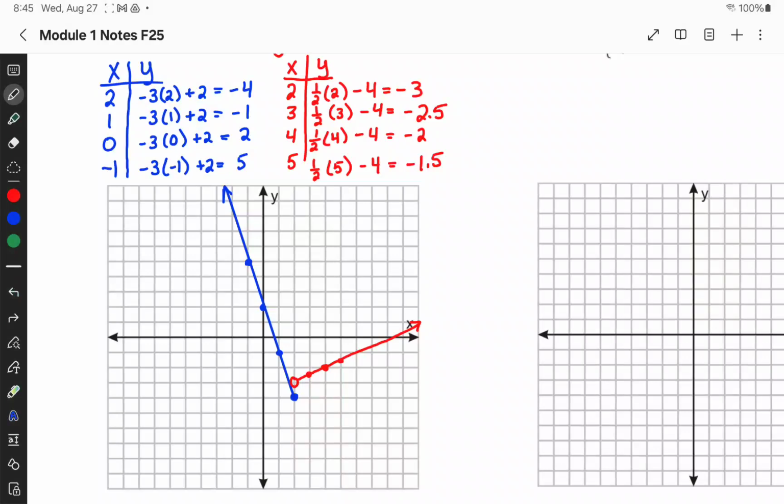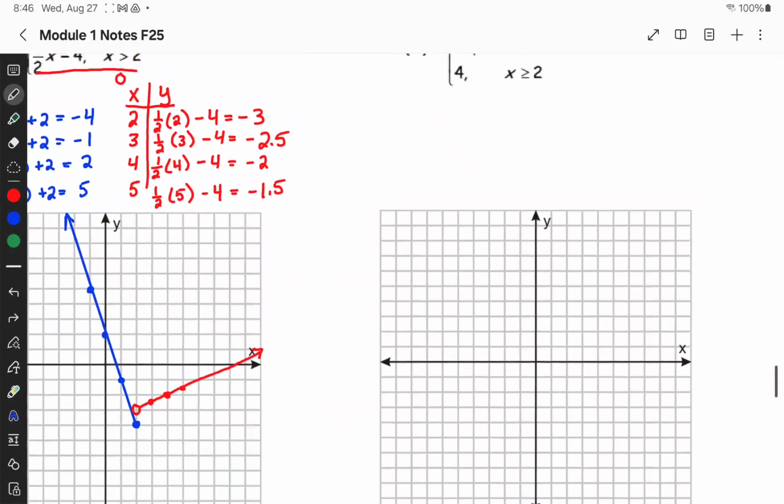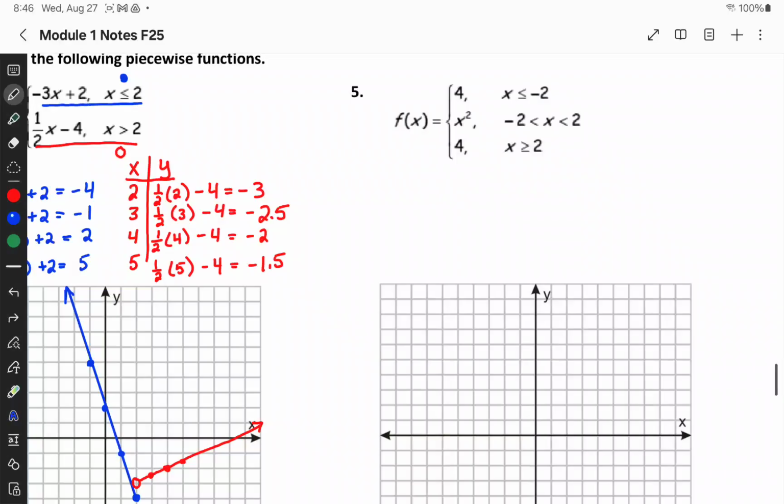Okay, let's take a look at one more together, and then you guys will have a chance to try one for yourself. So for this next graph, I'm going to start by graphing this first part of my equation, which says 4. And it tells me x is less than or equal to negative 2. So I'm going to start by building my table once again, using negative 2 as my starting point. And then I want numbers that are less than or equal to negative 2, so numbers like negative 3, negative 4, negative 5, and so on.